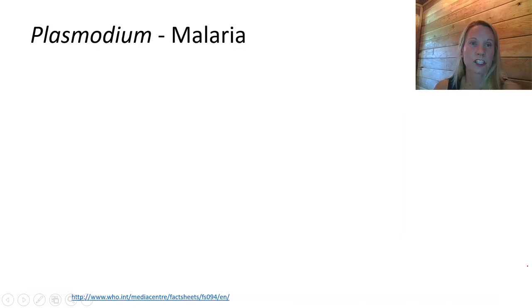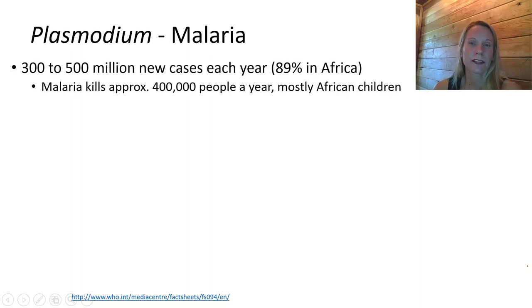Okay, that brings us to our final blood pathogen we're going to discuss today. This is Plasmodium. Plasmodium causes malaria. Let's talk about malaria. 300 to 500 million new cases every year. 89% of those cases occur in Africa. Malaria kills approximately 400,000 people every year, mostly African children.